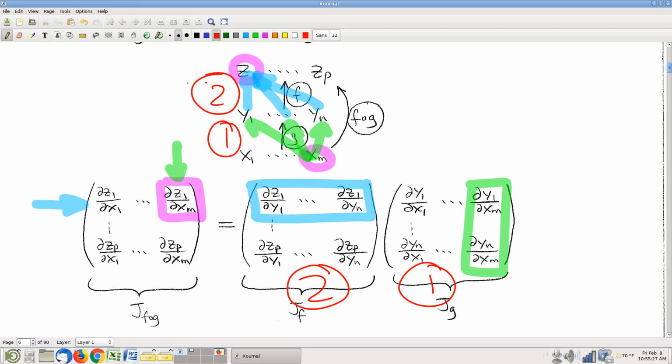There's a nice point of view that I'll be able to give you in just a minute as to why this is actually not backwards. This is actually as it should be. But you do have to do it in this order.